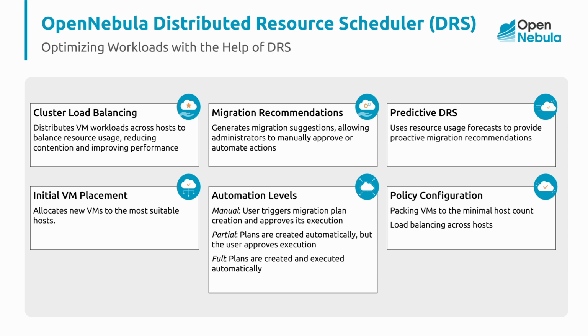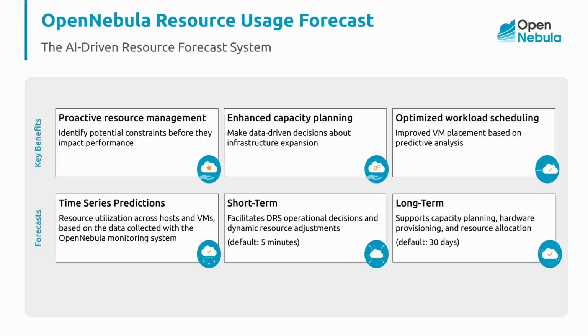Use the resource usage forecast to enable proactive migration recommendations. Initial virtual machine placement places the workload on a best suited host from the get-go. Leverage the various automation options, from manual to fully automated implementation of the suggestions. Improved policy configuration. How can DRS benefit from the AI-driven resource usage forecast?